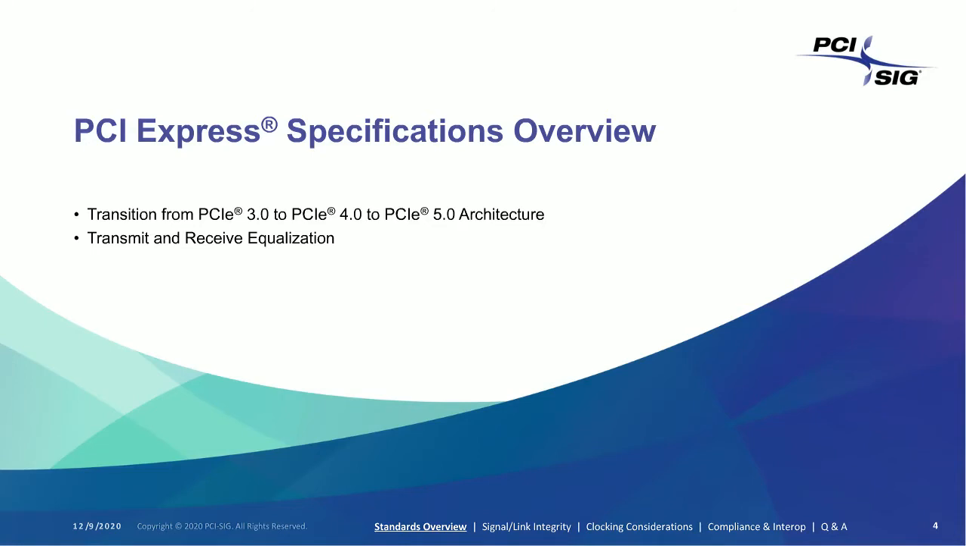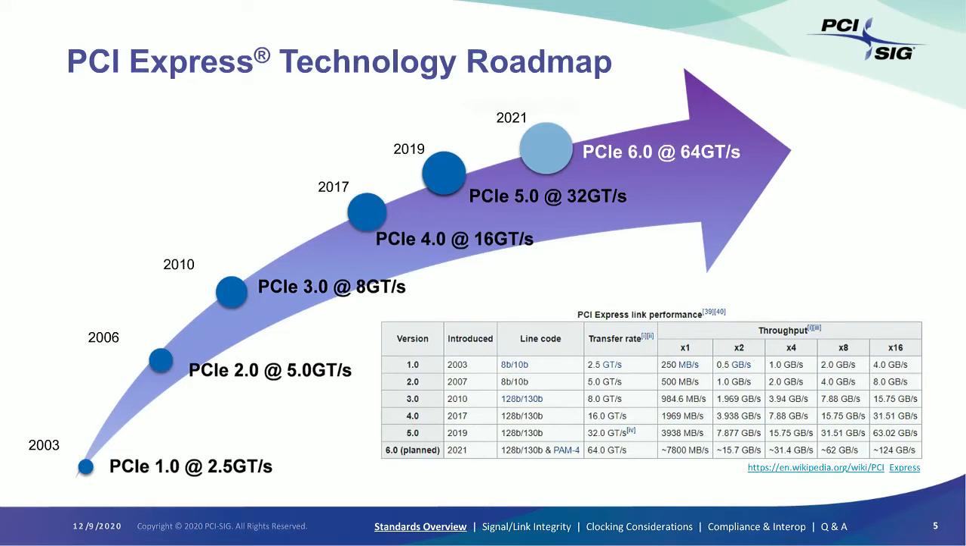So first, in terms of the specification, everyone's familiar with this chart. Basically, 5.0 was released about 2 years after 4.0, so it was worked on very rapidly and released to essentially double the data rate compared to 4.0. PCI Express Gen 5 operates at 32 gigatransfers per second, and with up to 16 lanes that allows for a total link throughput of 64 gigabytes per second.